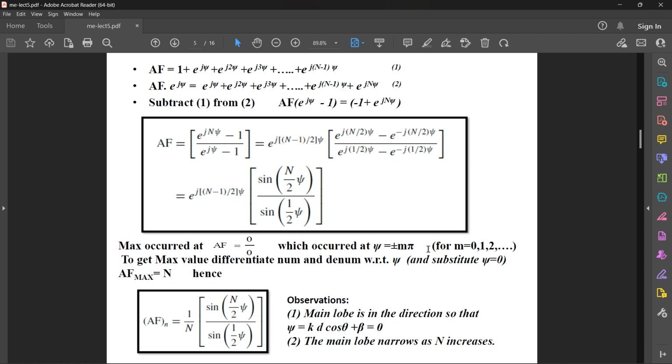From this we can observe main lobe is in the direction so that psi is equal to kd cos theta plus beta is equal to 0. The main lobe narrows as n increases. So this is the derivation for array factor as well as the explanation for array factor. So for an integer element to the total number of elements, we are finding how the pattern has been realized. Thank you.